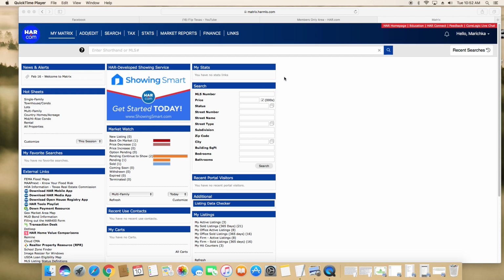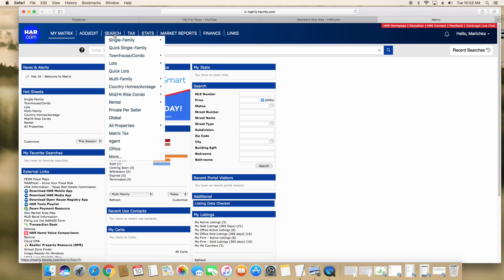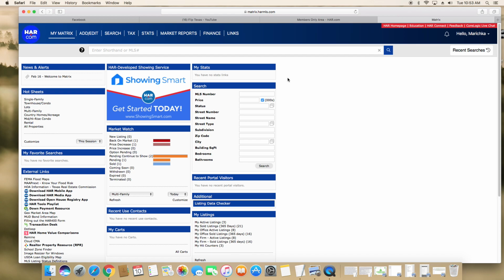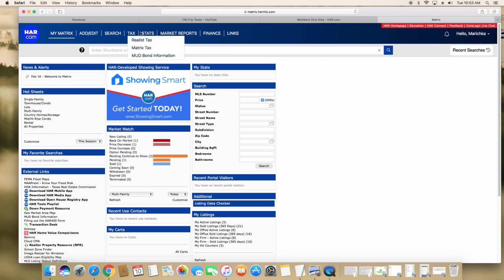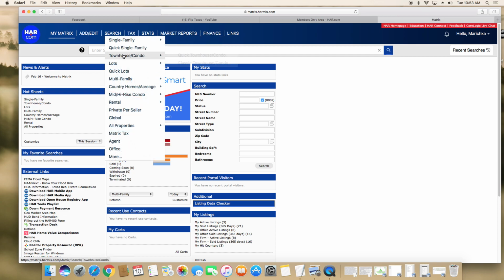We are on HAR, and if you're local in Houston, this is the realtor portal for pulling active properties, sold properties, et cetera. I'm selling a property here soon, so I'm going to pull up comps for this one because I haven't looked at it recently. Let's see what we have here.